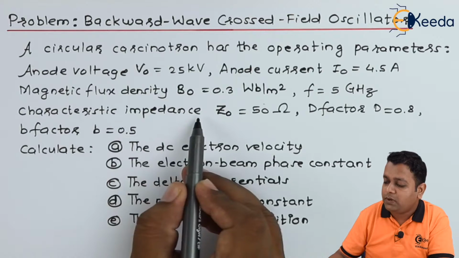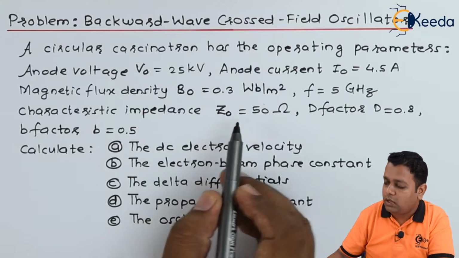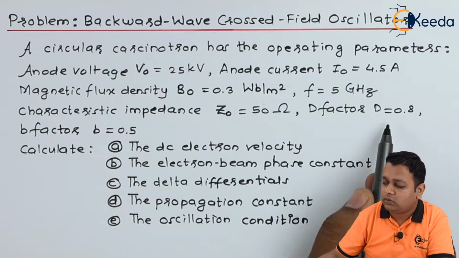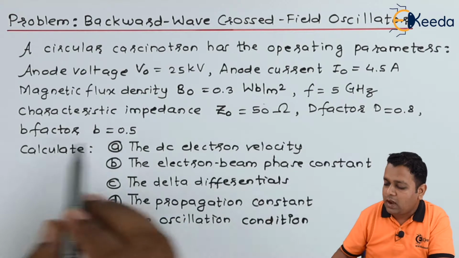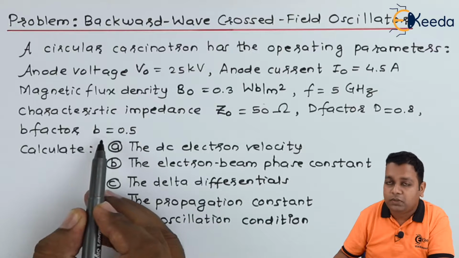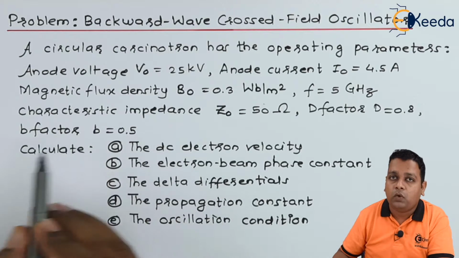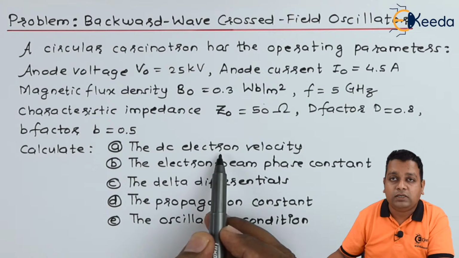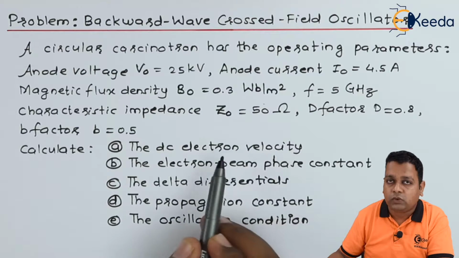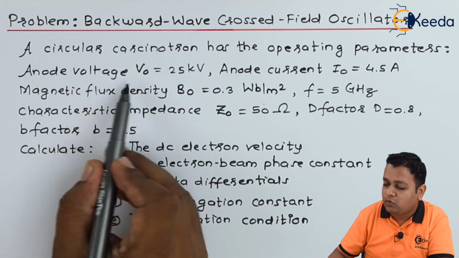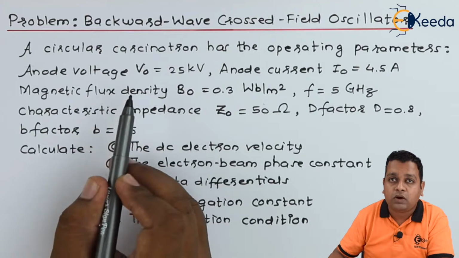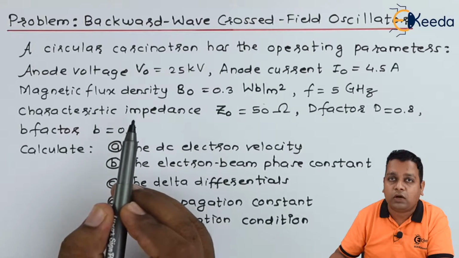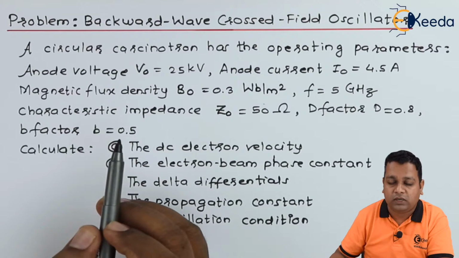The characteristic impedance is denoted by Z0, and the value is 50 ohms. D factor, simply D, is equal to 0.8, and small b factor, small b, is equal to 0.5. With these given details, we have to calculate in part A the DC electron velocity. After application of the anode voltage across the electrodes, what is the velocity of the electron that travels from the cathode to the anode, that we have to determine.